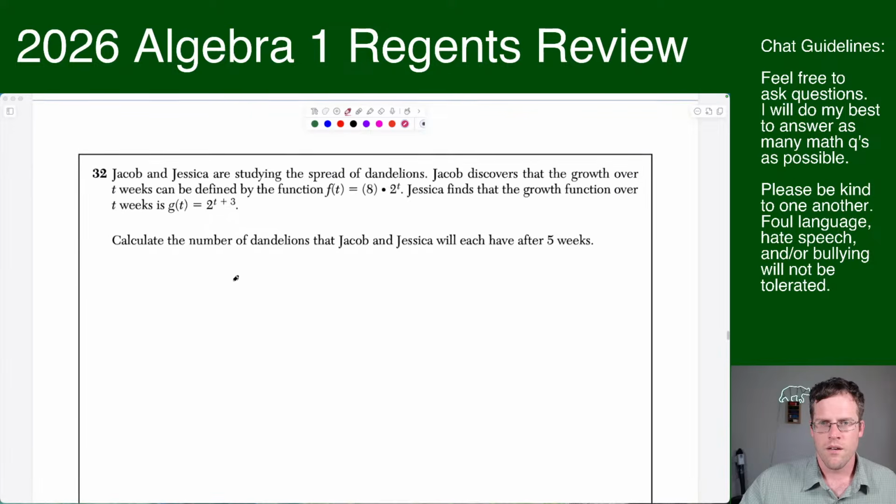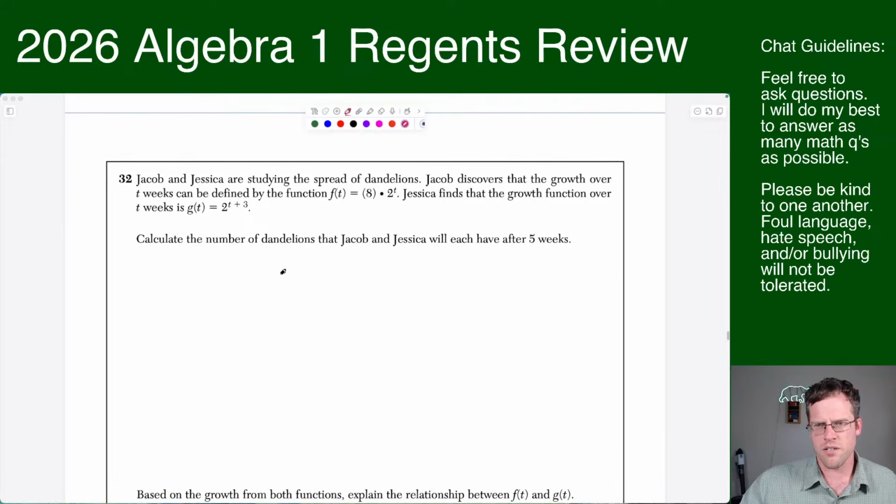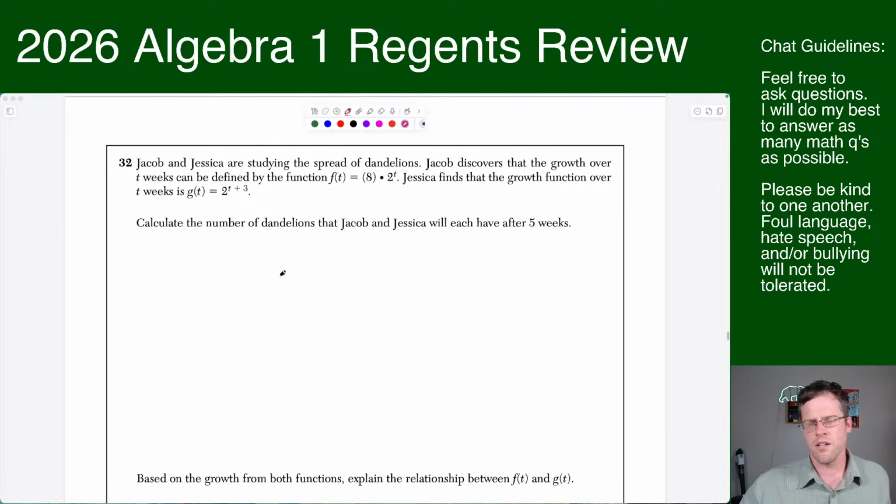All right. So this one, Jacob and Jessica are studying the spread of dandelions. Of course they are, because it's the Regents. Jacob discovers that the growth over t weeks can be defined by this function f of t. And Jessica finds that the growth over t weeks is g of t equals this. Calculate the number of dandelions that Jacob and Jessica will each have after 5 weeks. So this means plug in 5. So you ready? F of 5. Let me fix that, make it look a little nicer. F of 5 equals.